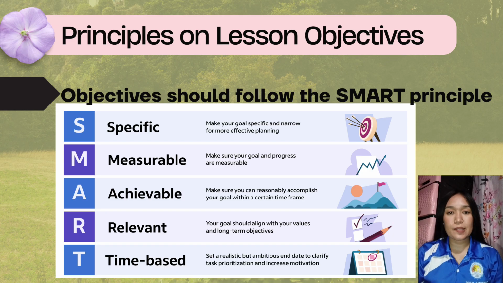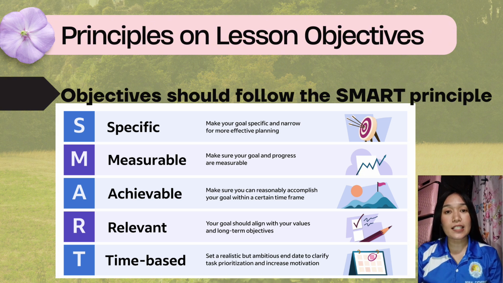The 7th principle is that objectives should follow the SMART principle. SMART is an acronym that helps teachers create clear, realistic, and effective learning objectives. S stands for specific. The objective should clearly state what learners are expected to do or learn. It should avoid general or confusing statements.